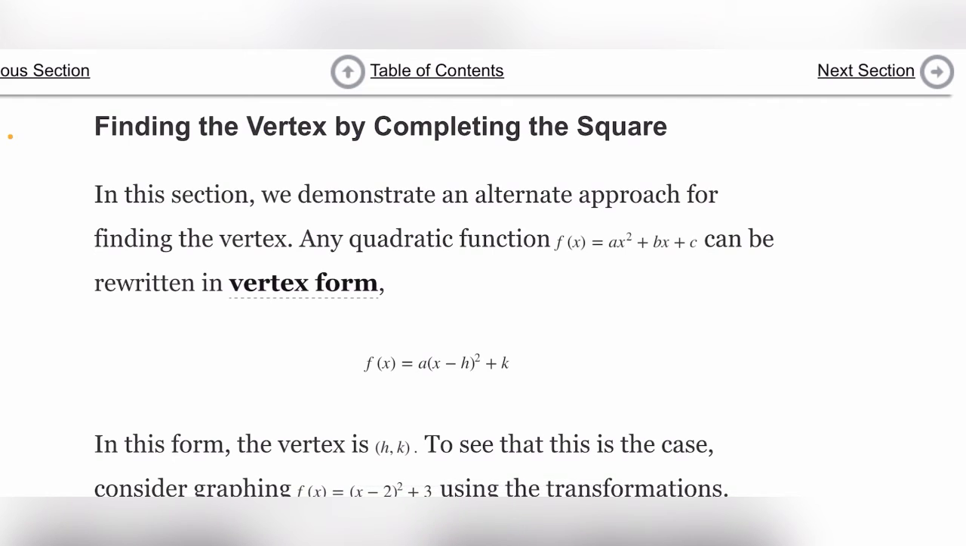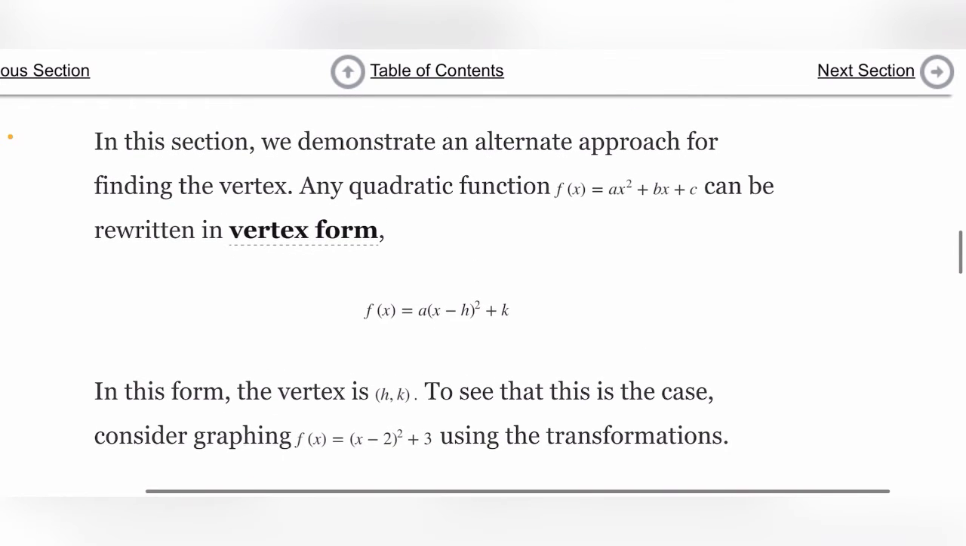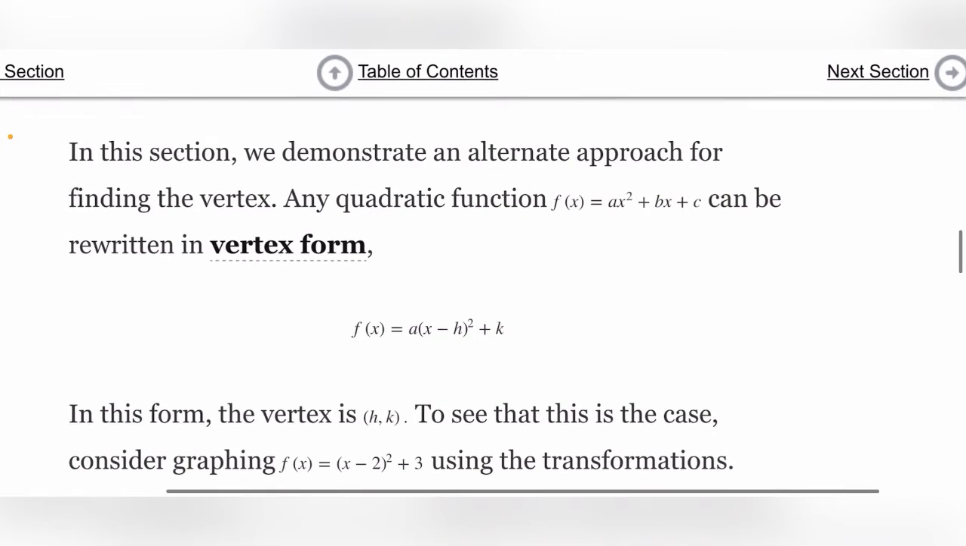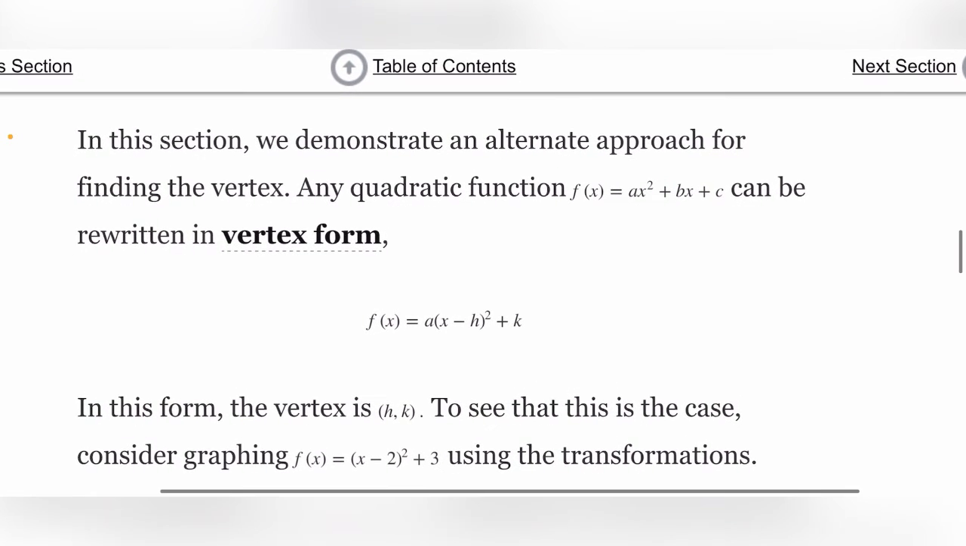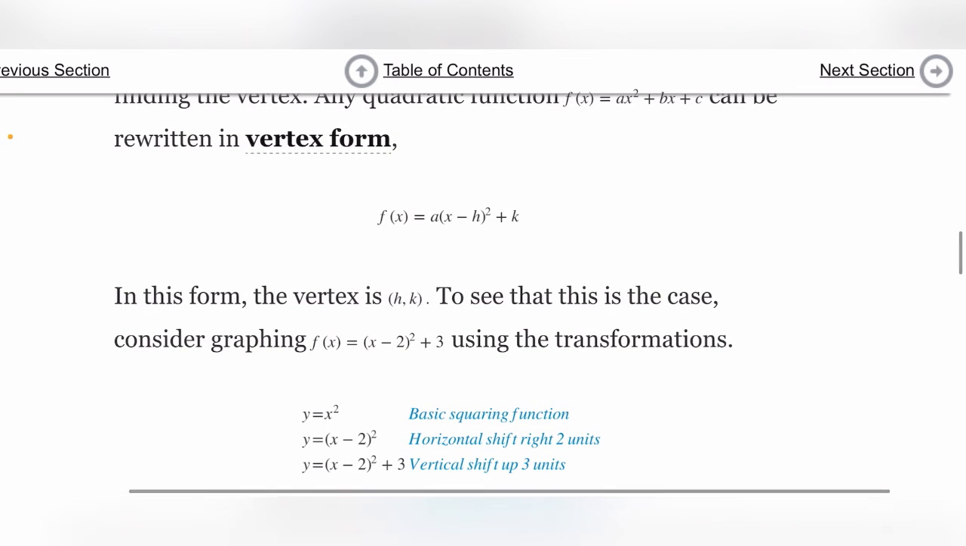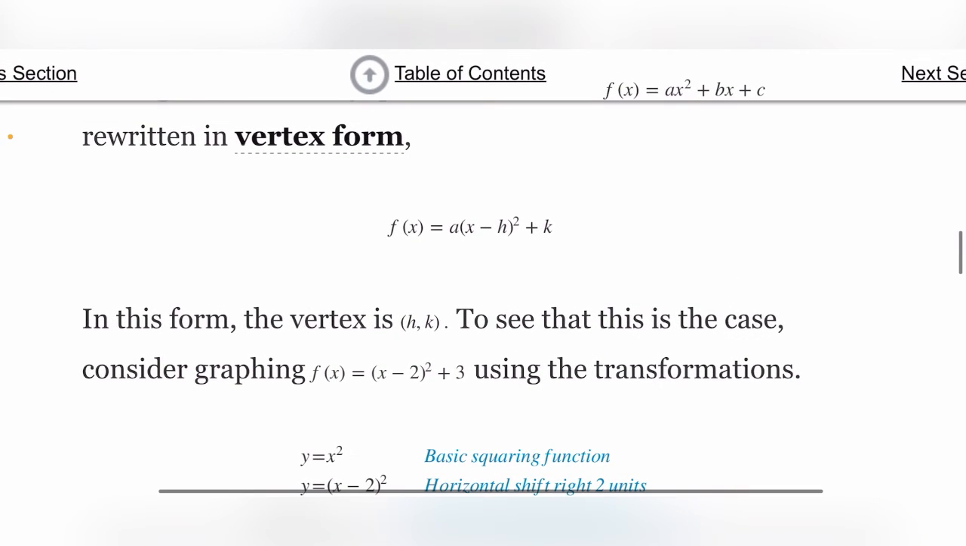Finding the vertex by completing the square. In this section, we demonstrate an alternate approach for finding the vertex. Any quadratic function can be rewritten in vertex form, depending on where its vertex is. In this form, the vertex is h and k.